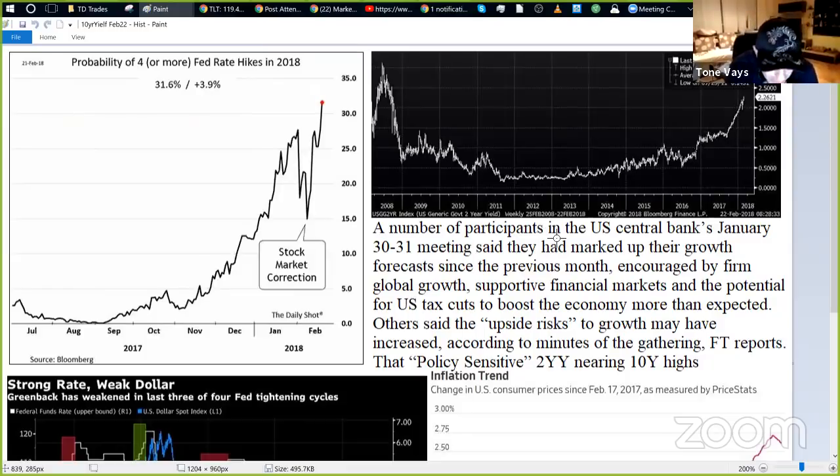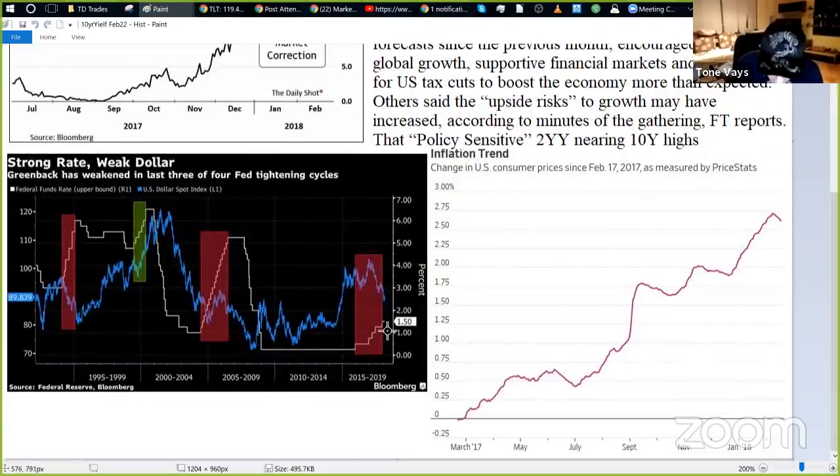There's a probability that the Fed is going to do 4 rate hikes this year. That's going to be crazy. Okay. So look, that's basically the consensus that the Fed is going to do 4 rate hikes. Now you can see how the Fed has already started raising the rates.